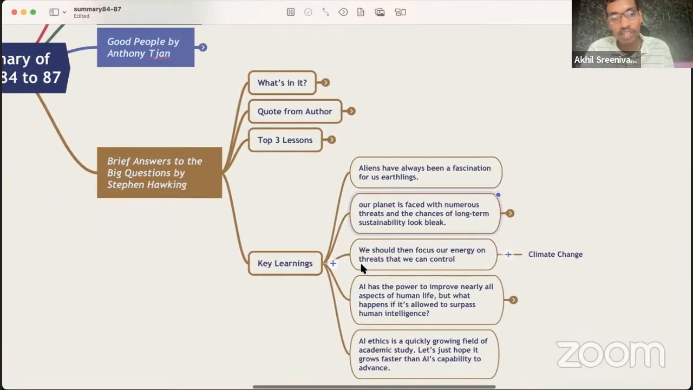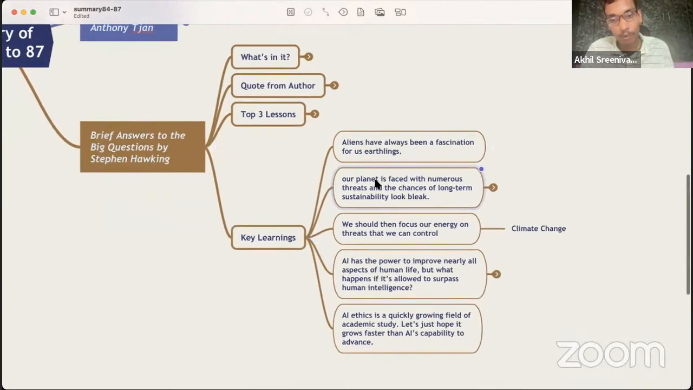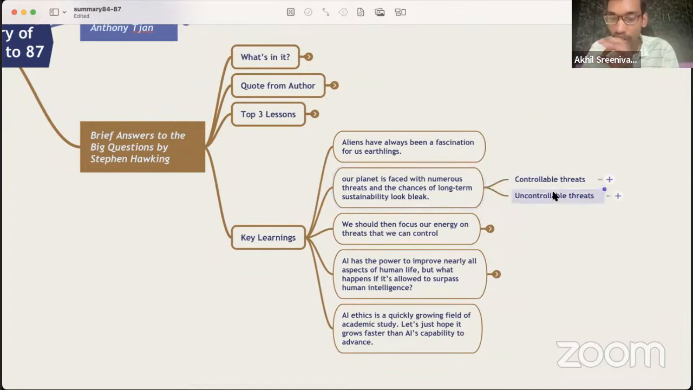And the second thing that we are fascinated about is our planet, which is faced with numerous threats, and the chances of long-term sustainability look bleak. So here are the two types of threats that our planet is facing: controllable threats and uncontrollable threats. We should focus our entire energy on the threats that we can control rather than focusing on the uncontrollable.